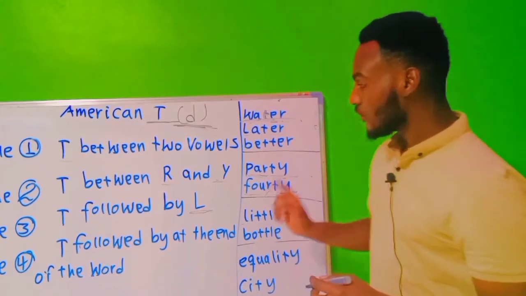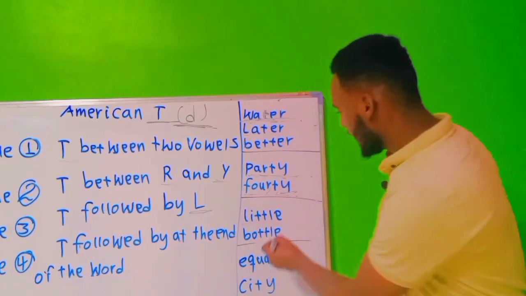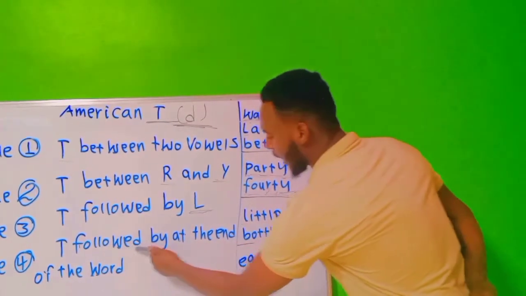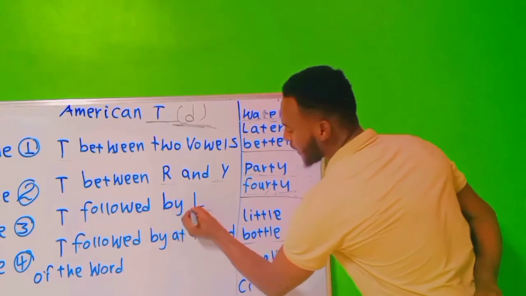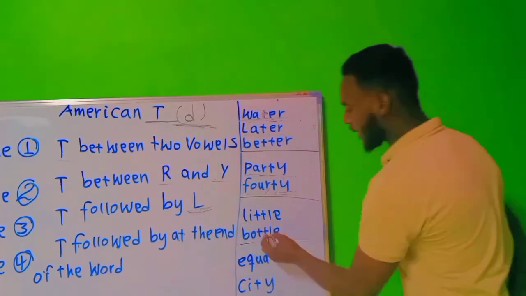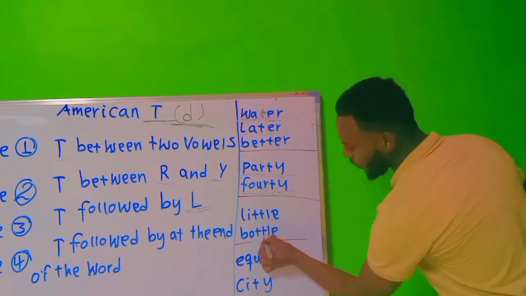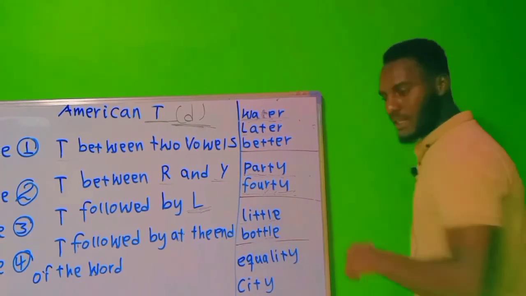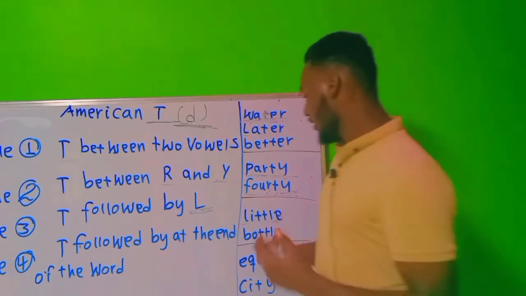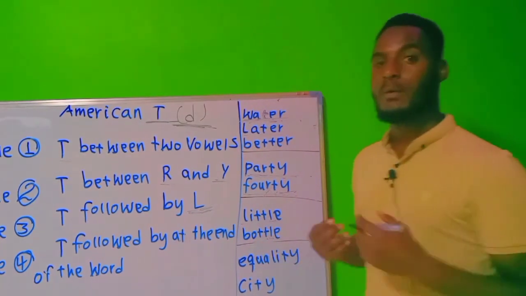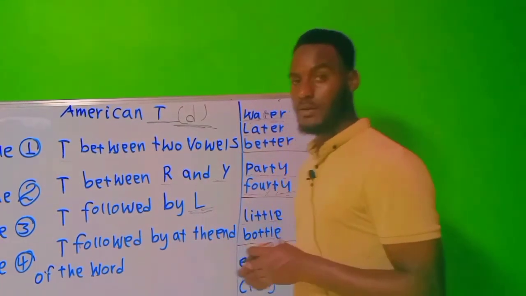Okay. So when T is followed by L, it is read like a soft D. For example, little, little, bottle, bottle, little, right?